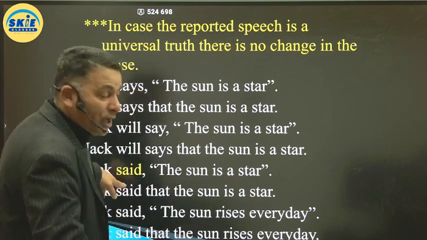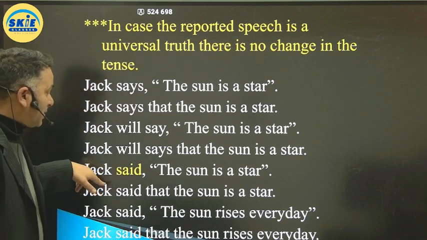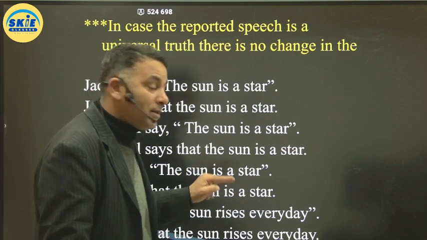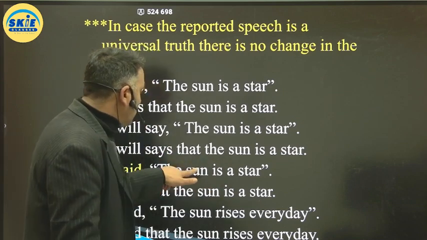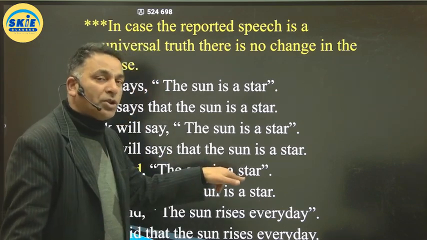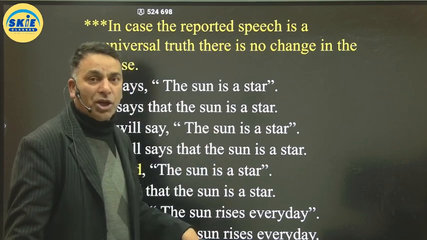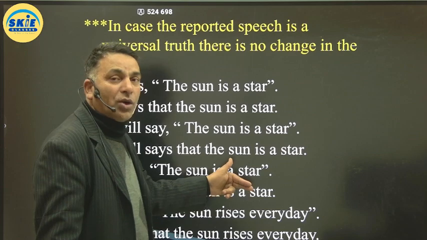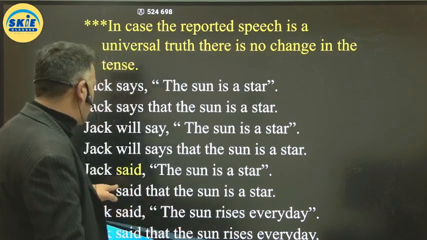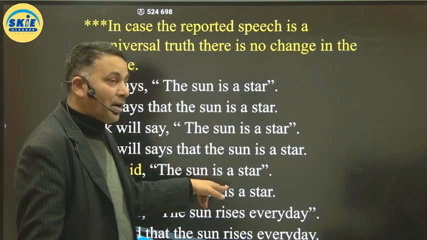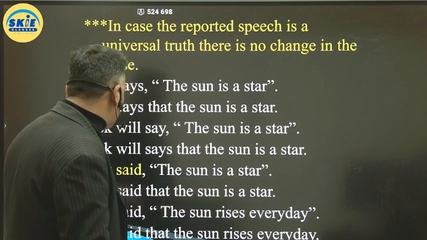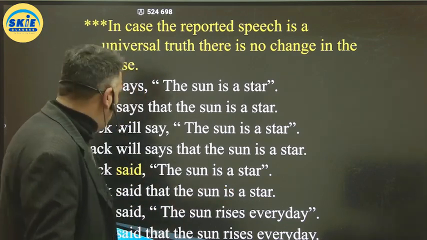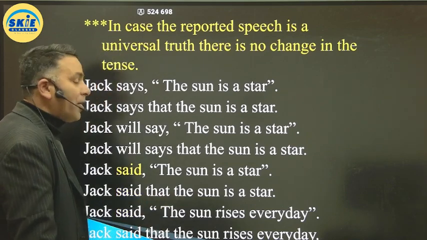Jack said. Now see, the reporting verb this time is in past tense. But since the reported speech is a universal truth, it is still not going to change. Even if the reporting verb is in past, if the reported speech is a universal truth, there will be no change in the tense. So Jack said that the sun is a star. Jack said the sun rises every day. Now again a universal truth. Jack said that the sun rises every day.